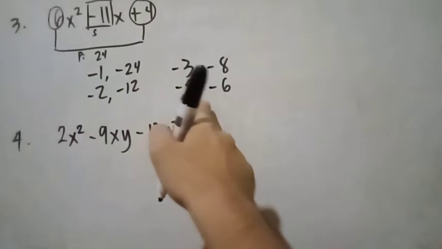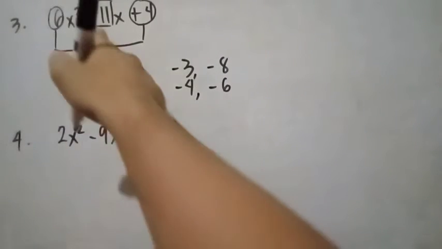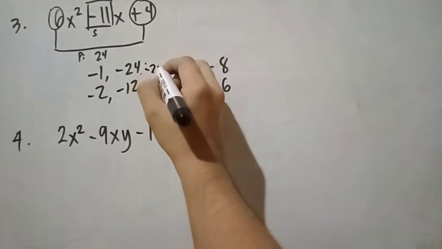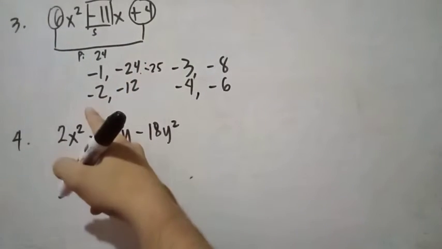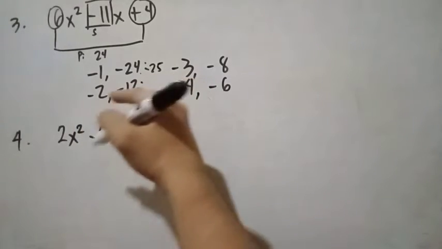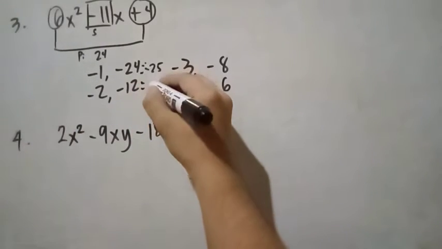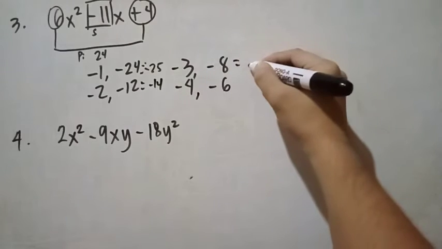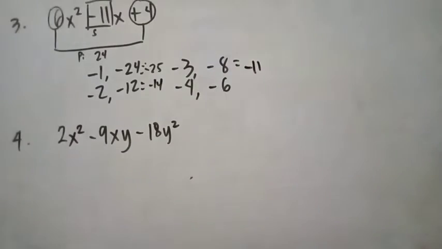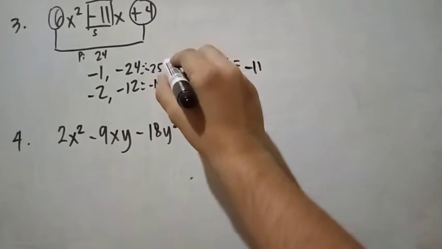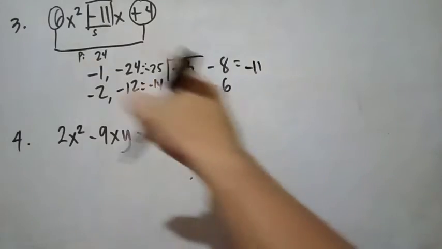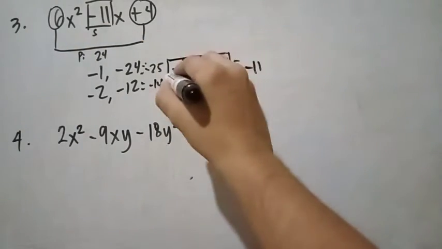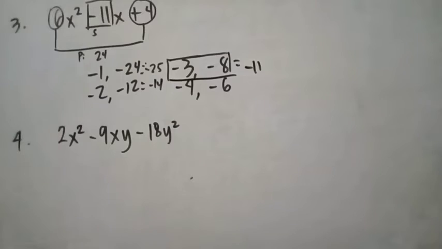And then kunin na natin yung sum. Be sure na nag-equal dito sa negative 11. So we have dito negative 25. Tapos dito negative 2 plus negative 12, negative 14. Tapos negative 3 plus negative 8, negative 11. Ayan, may nanalo na. So yung dalawang numbers natin, nag-equal siya dito, ay negative 3 at saka negative 8.